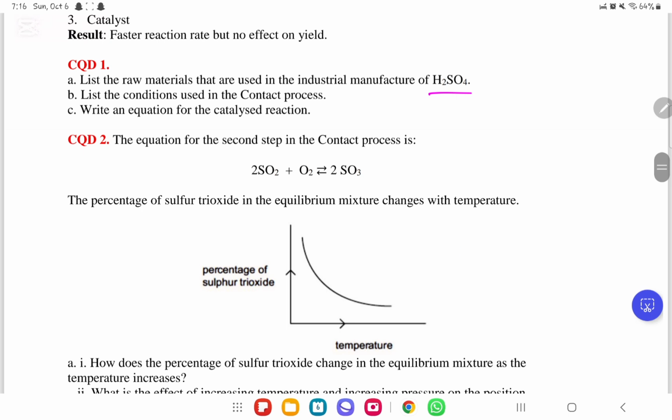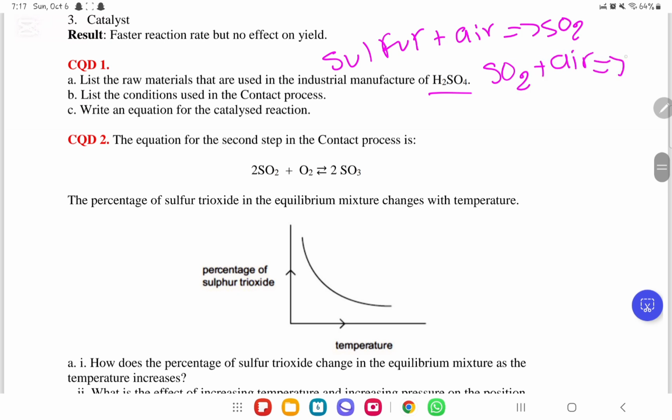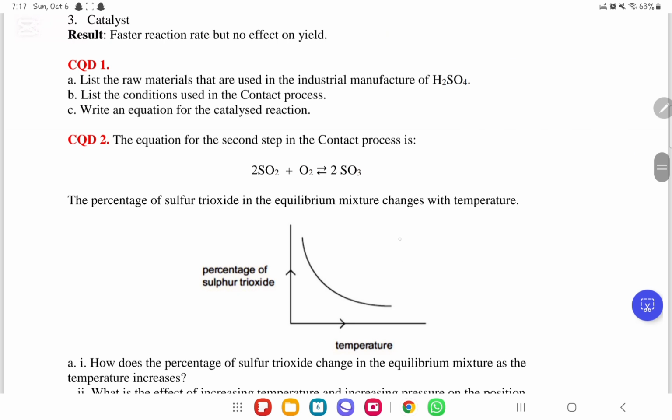We need what? First, we need the sulfur plus the air to produce SO2. After that, our SO2 plus the air again, taking only the oxygen, will produce SO3. Then, finally, we will get our SO3 plus water to produce H2SO4. So, our raw materials are what? Sulfur plus the air, taking into consideration only that we're using the oxygen.